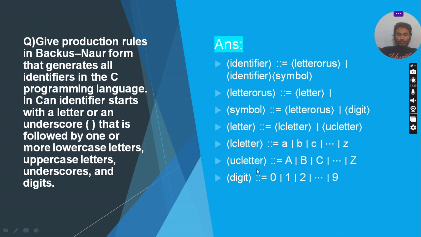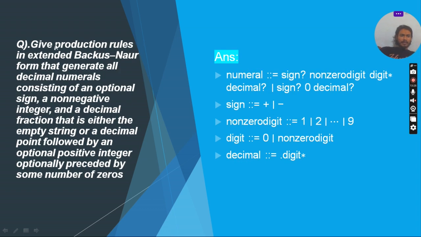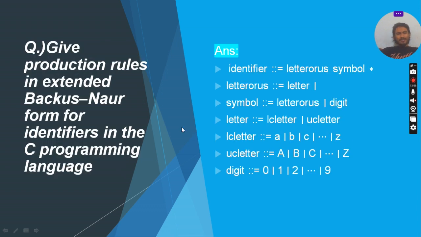So now we can conclude what the digits are here: 0, 1, 2, 3. These are the things which we have. The second question is: give production rules in extended Backus-Naur form that generates all decimal numerals consisting of an optional sign, a non-negative integer, and a decimal fraction that is either the empty string or a decimal point followed by an optional positive integer, optionally preceded by some number of zeros. So we have the numerals, which are signs, non-zero digits 1 through 9, decimal sign, zero decimal, and this is how it is done.